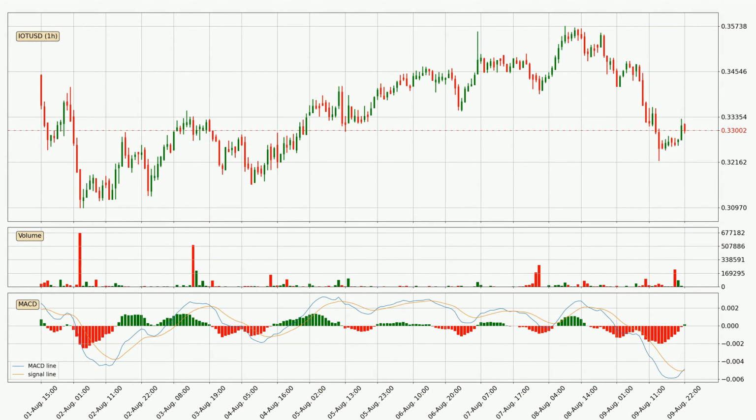Moving to the hourly MACD, seeing as the MACD line is above the signal line, the trend is currently on the up. Looking at the MACD histogram, we can see that the momentum is strong at the moment, and we can expect the price to continue growing, or maybe at least remaining the same for some time.